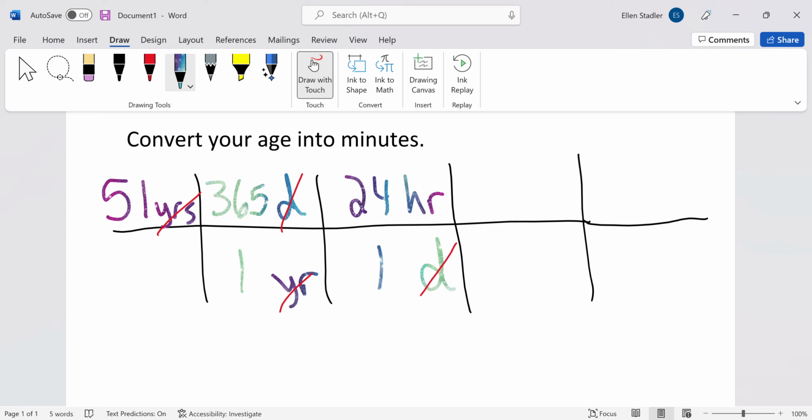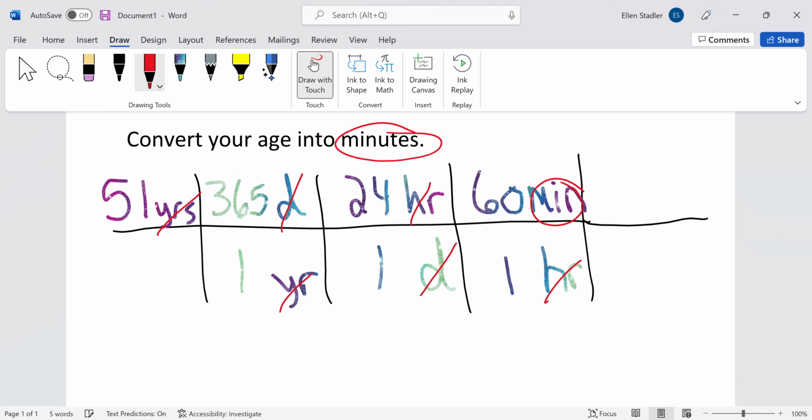I'm almost there. I want hours to go away, and I want to be left with minutes. So I put hours on the bottom since hours was on the top. And I know that I can convert between hours and minutes. Then I put my numbers in. I know there's 60 minutes in 1 hour. Now my hours cancel, and I'm left with minutes, which is exactly where I was trying to get to.